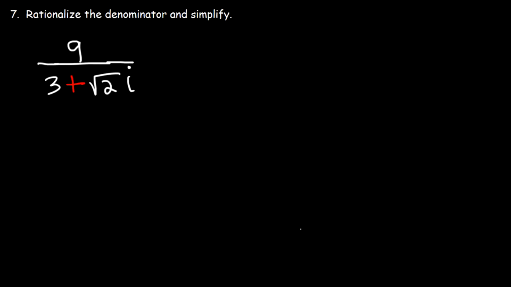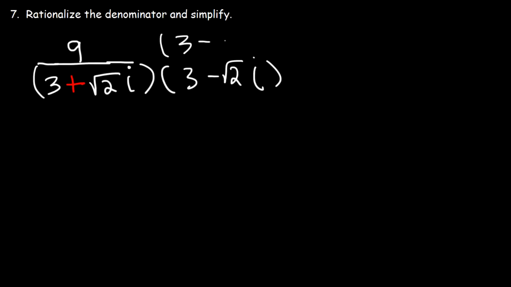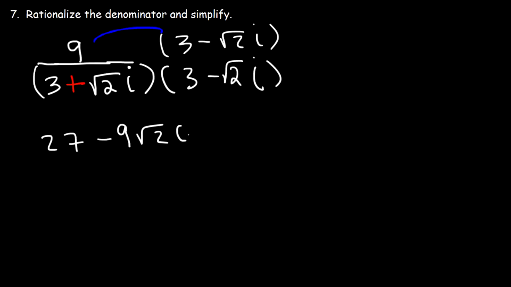Number 7, rationalize the denominator and simplify. So the first thing we need to do is multiply the top and the bottom by the conjugate of the denominator. The conjugate is going to be 3 minus root 2i instead of 3 plus root 2i. You have to change the sign. So on top, we need to distribute the 9. 9 times 3 is 27, and 9 times root 2i is just 9 root 2i.